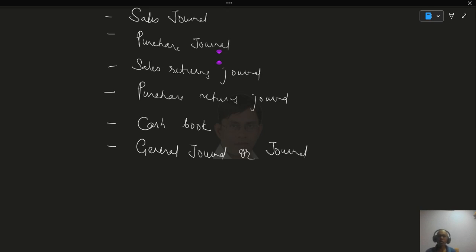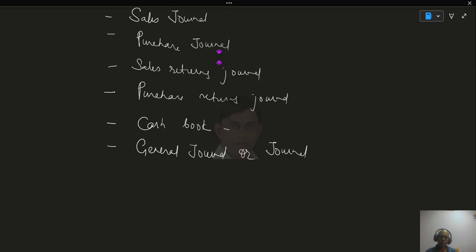So what is recorded in the sales journal? All details of sales, particularly credit sales, are entered in the sales journal. In the purchase journal, all credit purchases are recorded. In the sales return journal, when a customer returns goods, that entry is made. In the purchase return journal, we record when we reject the material and give it back.